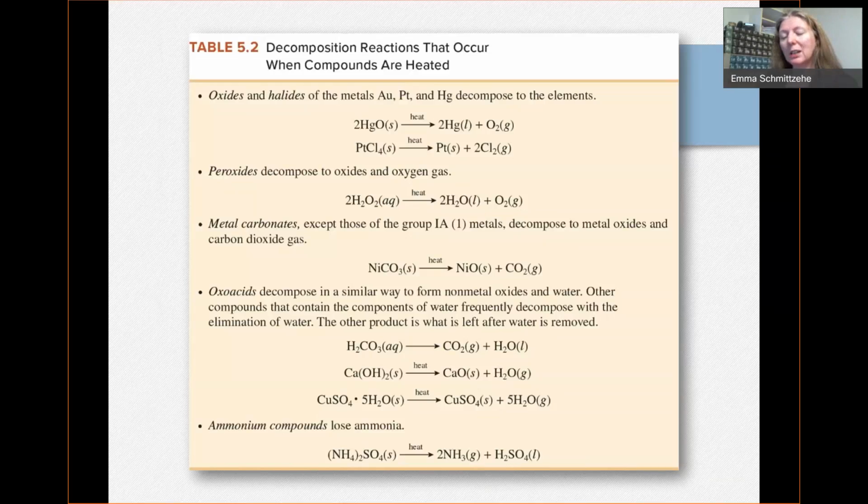But in general decomposition, your first thought should be, I have this substance and it splits up into the elements. Okay, that should be your initial thought. But when you have carbonates, or say hydroxides, or ammonium compounds, those tend to form the small, stable carbon dioxide, water, ammonia molecules. Okay, so let's just look at a few examples.